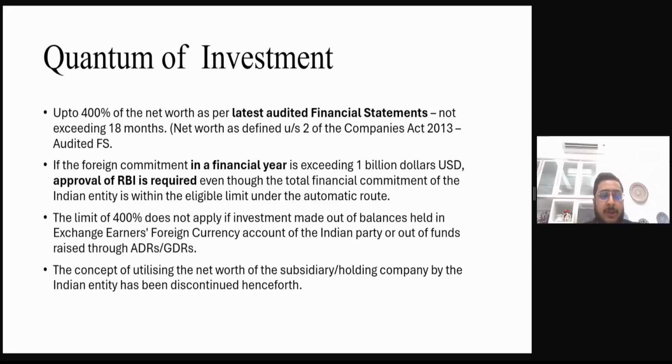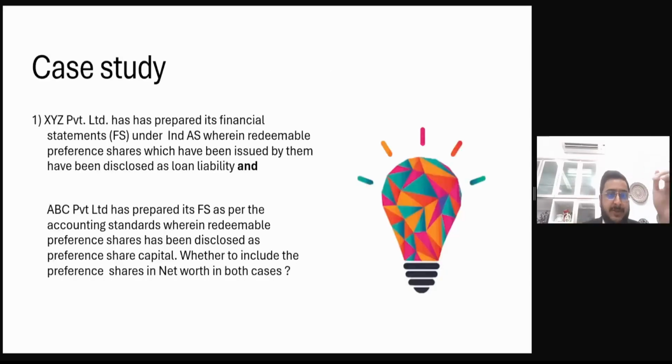Earlier, there was the concept of utilizing the net worth of the subsidiary or the holding company by the Indian entity. Like in a group, there's a company that could use the net worth of the subsidiary or holding company, and now that has been discontinued. So basically, any entity which wishes to make an ODI can only do so up to 400% of its own net worth of the latest audited financial statements.